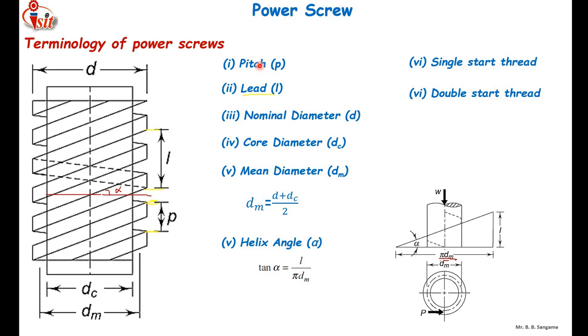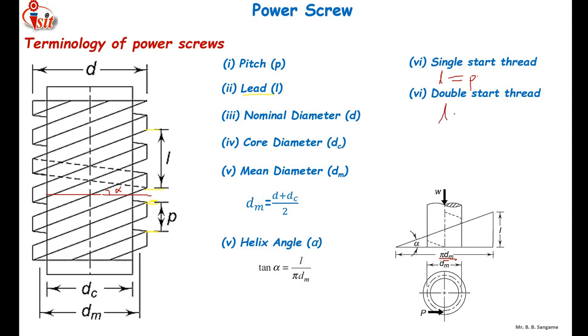Two more things are there. First is the single start thread. While designing the screw, it can be single start, double start, or triple start also. Single start thread means the lead is equal to the pitch. It means that for one complete rotation of nut or screw, the axial distance traveled by the screw will be equal to the pitch. When the lead L is equal to the pitch, it is called a single start thread.